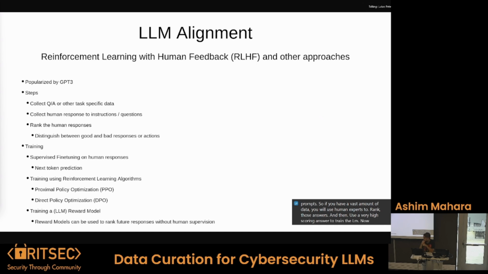Now the training of the LLM is primarily done in two ways, which is the supervised fine tuning on human responses, which is actually the same as the pre-training, which is next token prediction. Or you train using reinforcement learning algorithms, where the next token is actually the action, provided that the previous tokens and the context are the environment's outputs. Another thing that was also popularized was training a reward model. Reward models can be used to rank the responses, so you don't have to use human annotators if you have a sufficient amount of data.